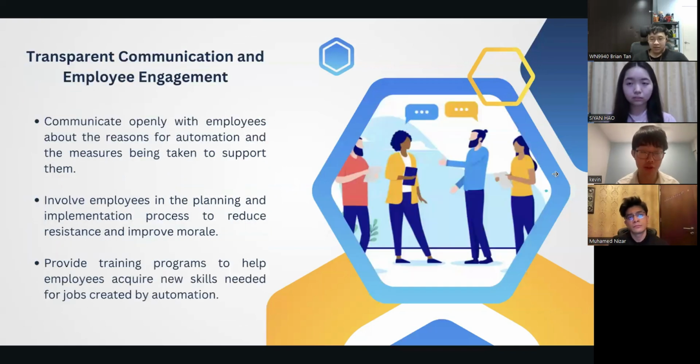Now, these are some ways to address that specific issue. The company could try having transparent communication and employee engagement. What I mean by that is by trying to communicate openly with employees about the reasons for automation and the measures being taken to support them. Involve employees in the planning and implementation process to reduce resistance and improve morale. And finally, to try to provide training programs to help employees acquire new skills needed for jobs created by automation.